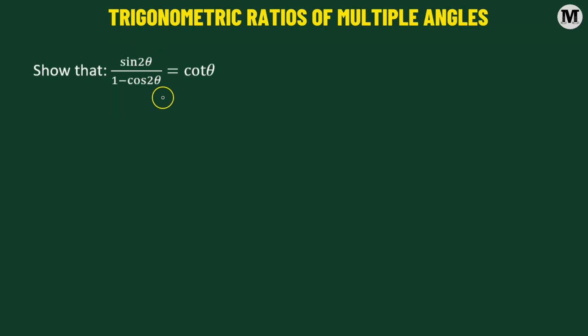Show that sine of 2 theta divided by 1 minus cosine of 2 theta equals cotangent of theta. So let's begin our problem from the left hand side. Now here in the numerator we have sine 2 theta. Now there's a standard formula.